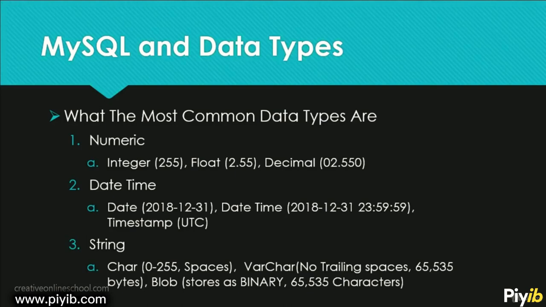Last, we have the blob data type, which stands for binary large object, can store up to 65,535 characters. However, it stores the text as binary data, ones and zeros, so it has to be converted back in order to be readable, and that requires more processing.